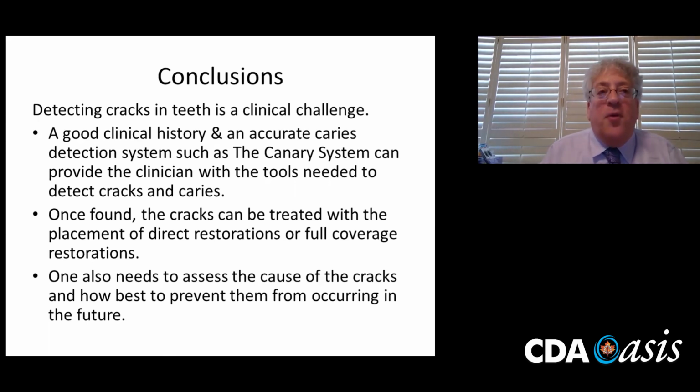Because remember, even a full coverage restoration on a patient who is still grinding and bruxing also leads you to troubles too. And then once you've found it, you need to figure out, why did it happen? And then get the patient to understand that this is what the problem was, here's how we treated it, and here's what the long term is going to be about.